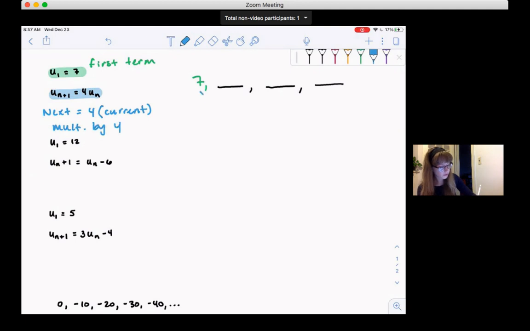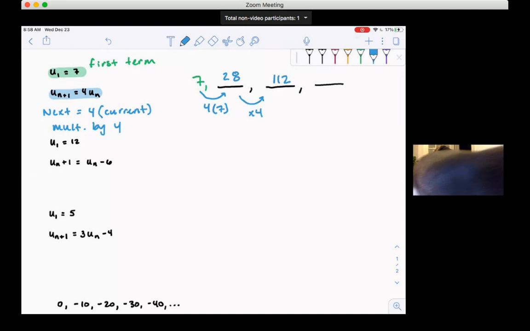So if I'm at 7 and I want to get the next term, I'm going to do 4 times 7. So 4 times 7 is 28, right? Then to get the next term, I'm going to multiply by 4 again. So 4 times 28 is 112. Then 112 times 4 is 448. So we multiply by 4 again.